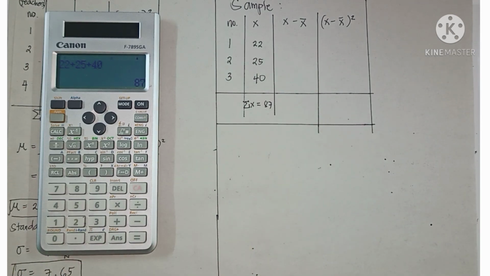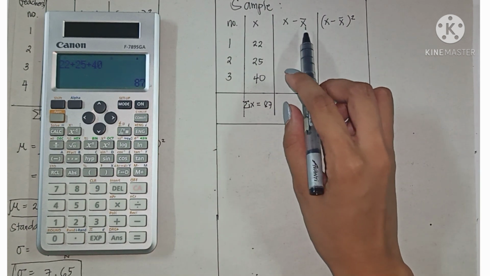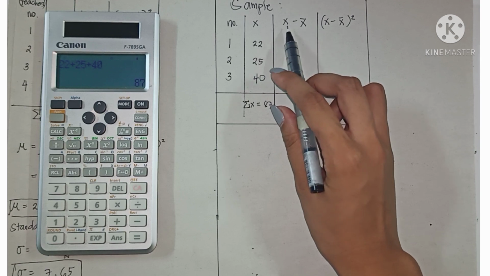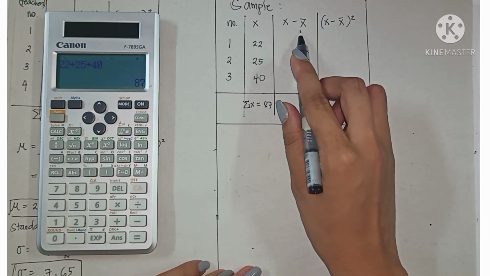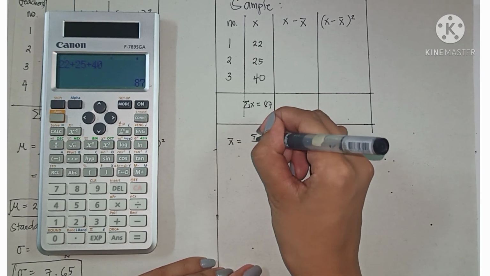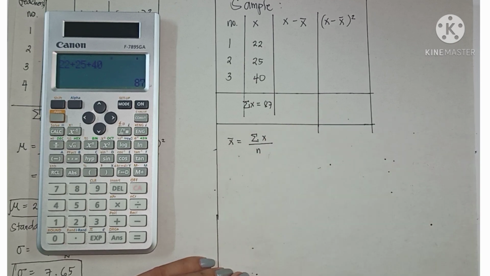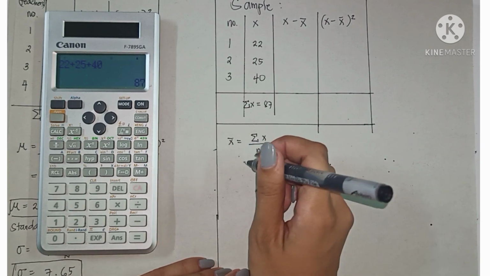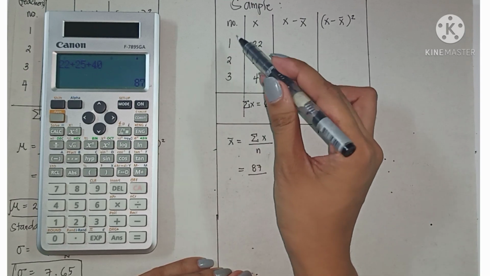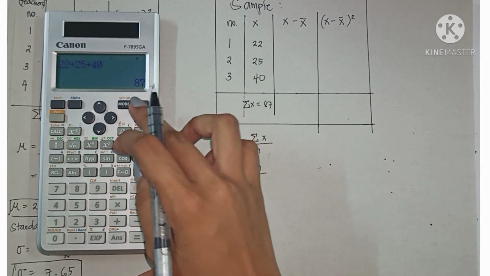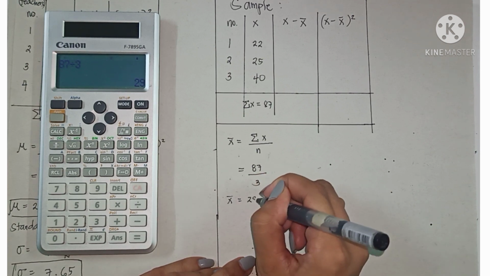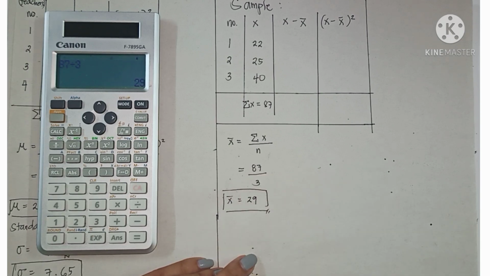Okay, so next. Ang sunod na column natin is x minus mu or x minus x bar. Okay, so x minus x bar or x minus sample mean. Okay, so now, kailangan mo munang kunin si sample mean. Again, to solve for the sample mean, we have x bar is equal to the summation of x over the small letter n. So just substitute. Summation of x natin is 87 over ang n natin, ano na yung sample size natin, which is 3. So, 87 divided by 3, and that is equal to 29. Okay, so x bar is equal to 29. So, yung sample mean natin is equal to 29.